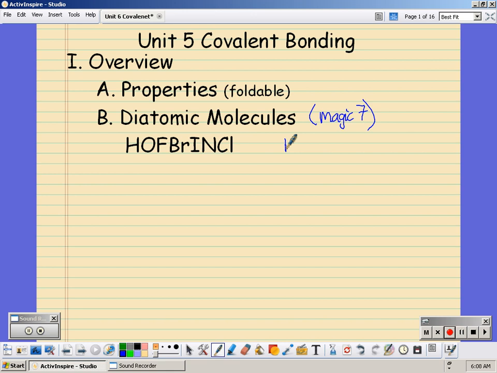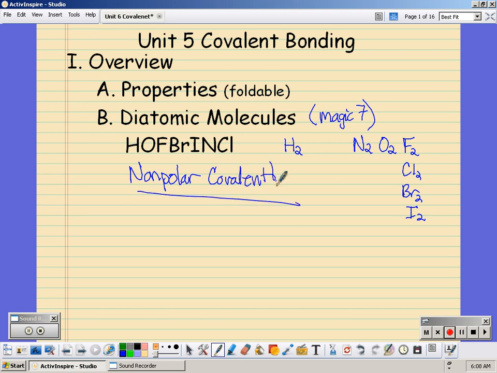where you would start at number 1, which is hydrogen, go to element 7, which is nitrogen, and then draw a 7 with your finger: oxygen, fluorine, chlorine, bromine, and iodine. So all 7 of these molecules exist as pairs of atoms instead of single atoms by themselves. They also all have non-polar covalent bonding, which means that within our H2, the atoms are sharing their electrons equally.